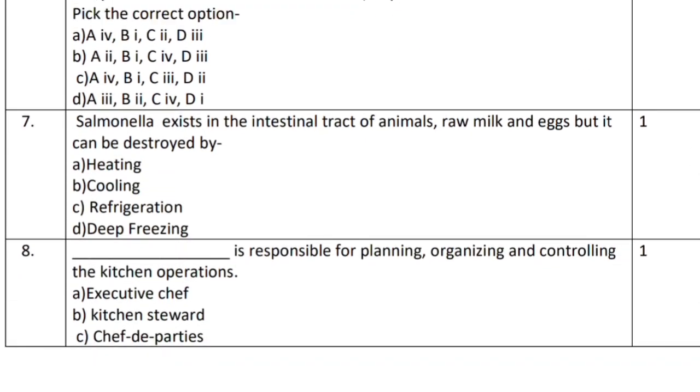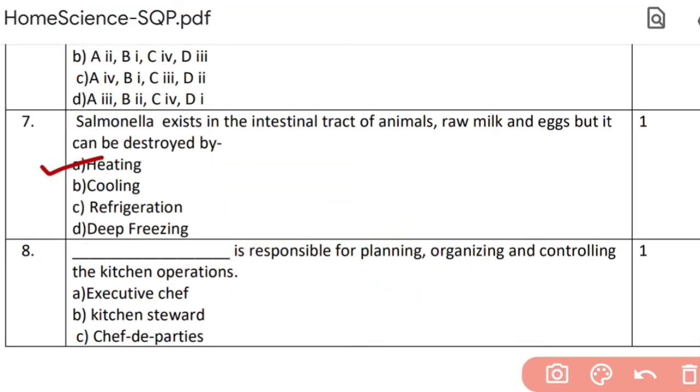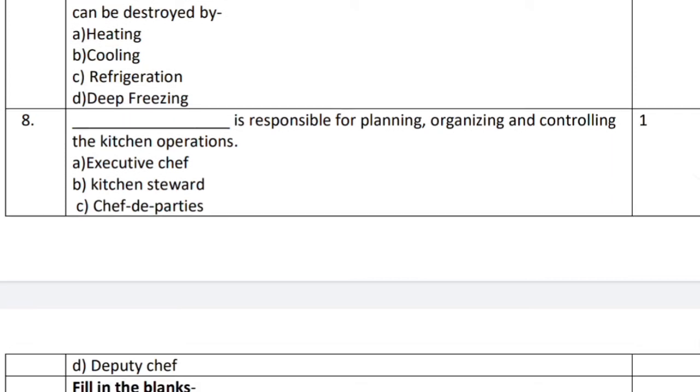Now salmonella, 7th question. Salmonella exists in the intestinal tract of the animals, raw milk and eggs, but it can be destroyed by, very simple, by heating, cooling, refrigeration and deep freezing. It cannot be destroyed by all of these because it will only be rendered passive, that is it won't be very active, but it will not be destroyed. So by heating, the answer is A for 7th one.